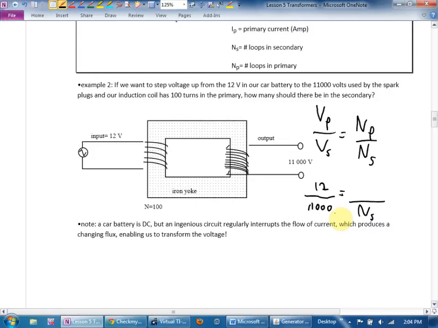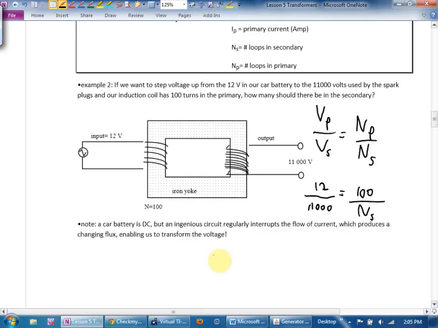How will I solve this? Now, before we go further, technically, this won't work because the battery is a direct current. Do cars have something called an alternator? What do you think an alternator does? It's an ingenious circuit which regularly interrupts the flow of current, thereby from a direct current source producing a changing flux, enabling us to transform a voltage. Oh, that's what it's there for!